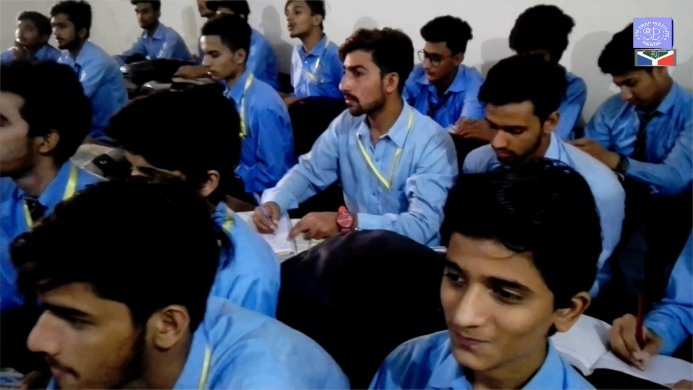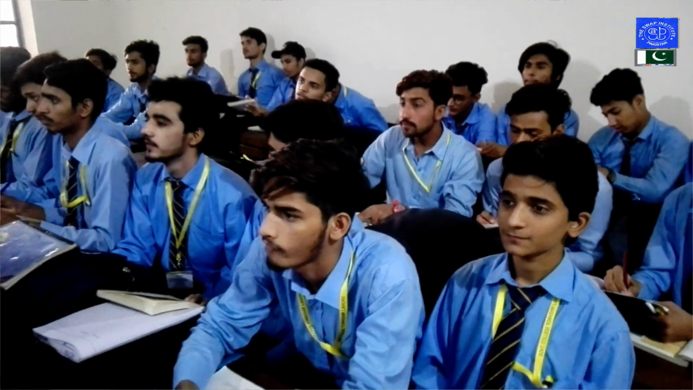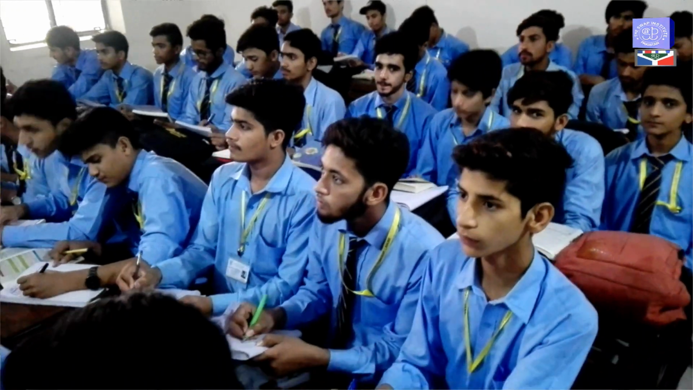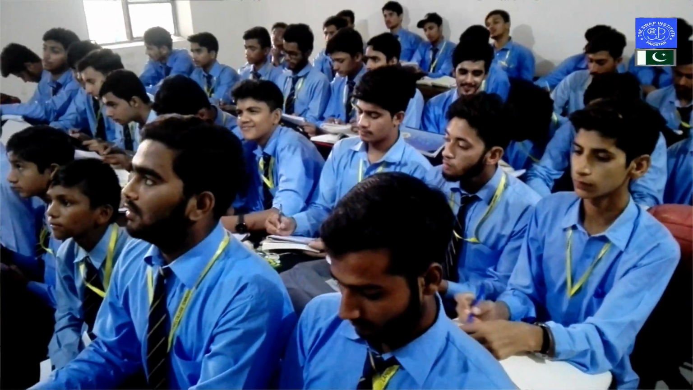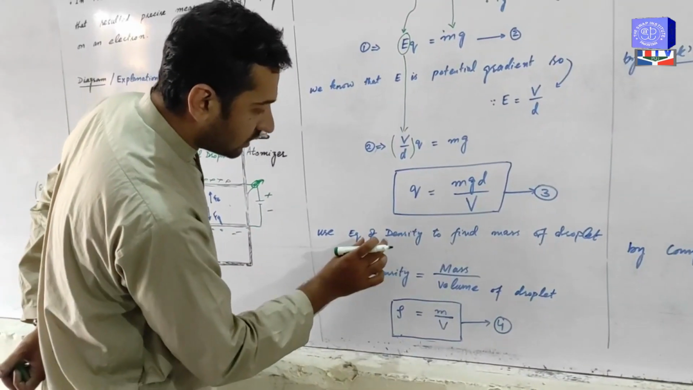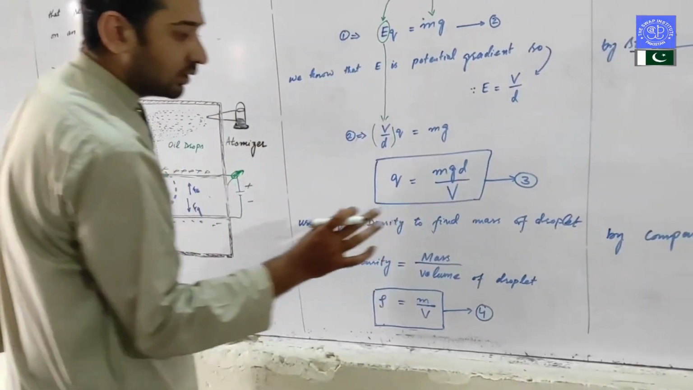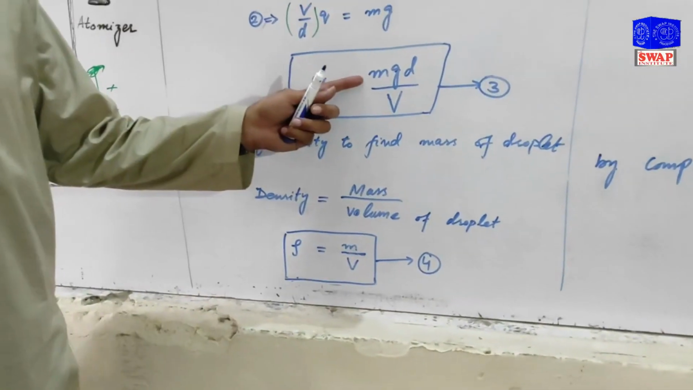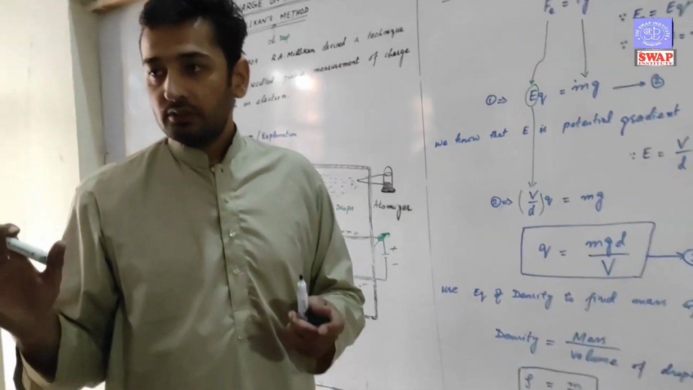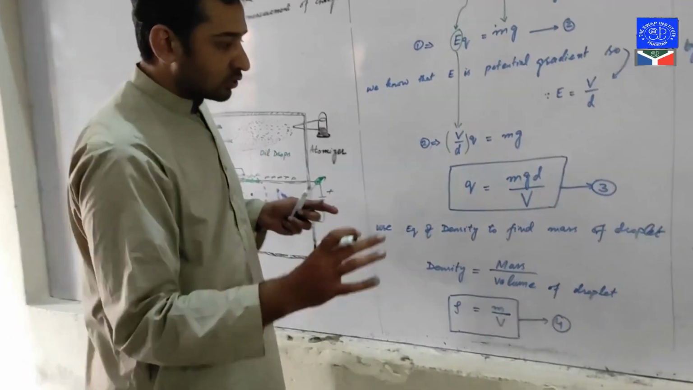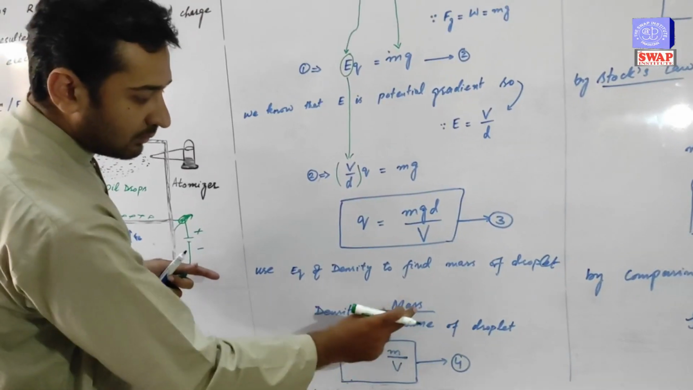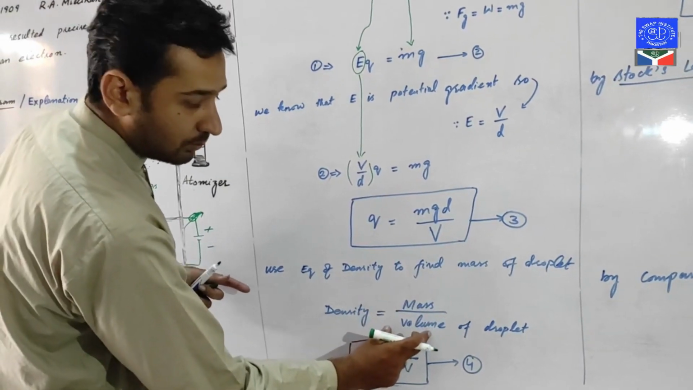In our topic, we want to find the charge on that droplet. So separate the charge, with V and D on the other side of this equation, and use the equation of density to find the mass of the droplet, because this is a very small mass and we cannot measure it by any physical balance or any other tools. So only one way to find the mass, that is the formula of density. Density is equal to mass over volume of the droplet.